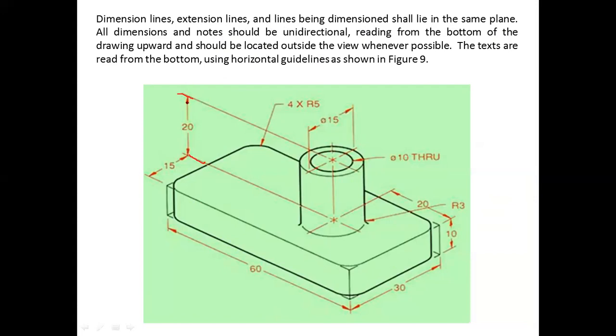And this is the line being dimensioned. These all three must be in the same plane. You can see here, I am showing these dimensions, that it should be parallel to these, and in this direction only I should write my 15. Understand? Same way, this dimension I am showing.